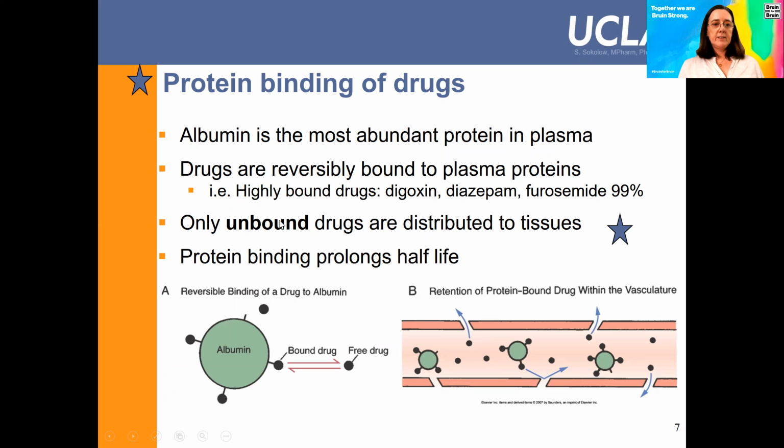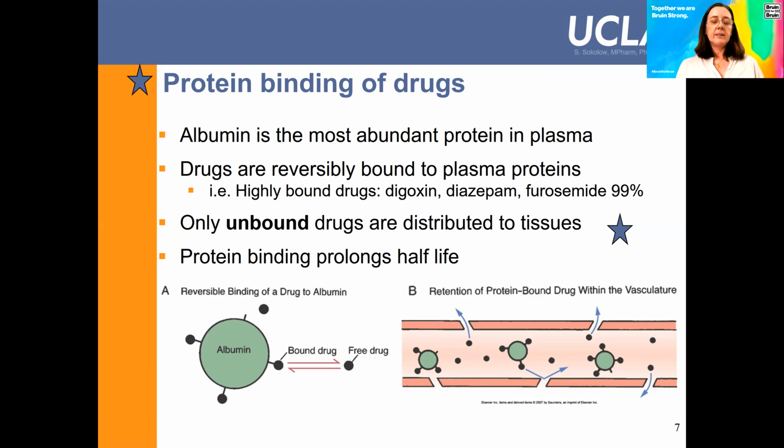So as you can read here, only the unbound drugs are distributed to the tissue. And also the protein binding is reversible. So you see here, you have an equilibrium between how much drug is bound to the albumin and how much is free. And you have some drugs that are actually more likely to bind stronger to the protein.